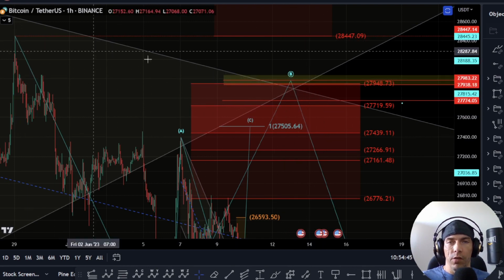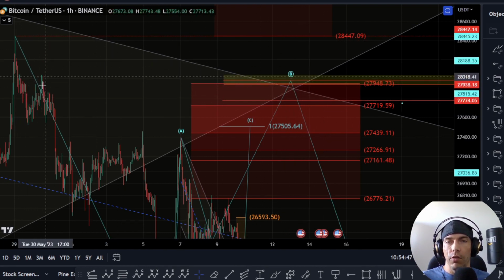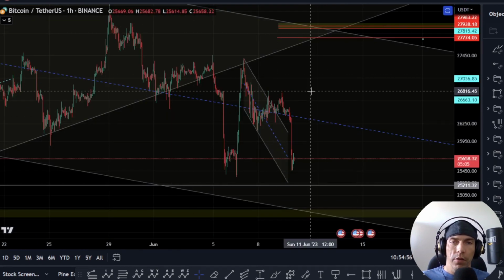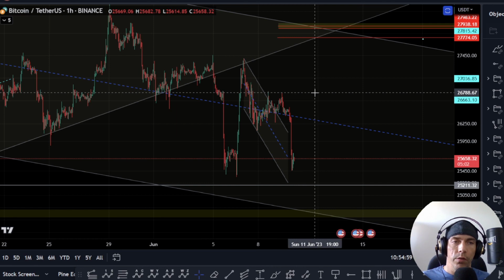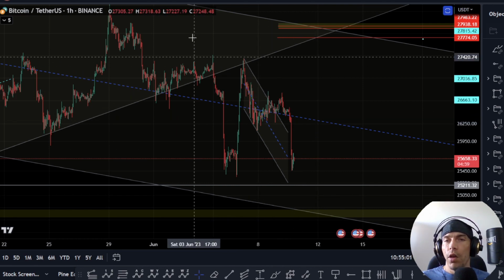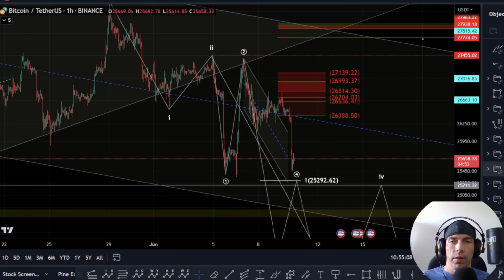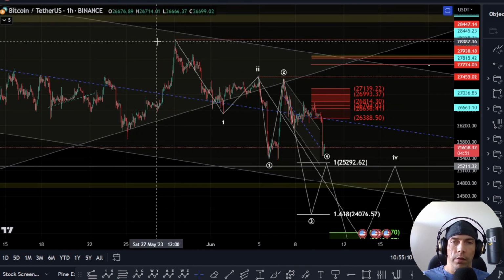Possibly what we could actually see is a rejection off this top channel and actually look to challenge some of these higher levels here. Now, as I said, as long as we actually maintain below this high point of this 26,788, we need to be aware of that bearish situation here where we could actually see price look to break down.